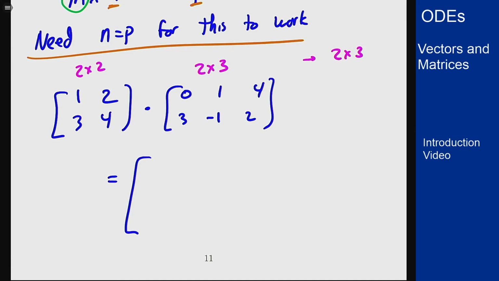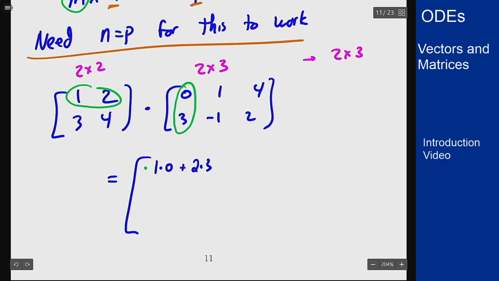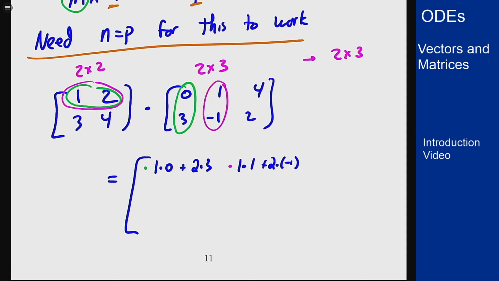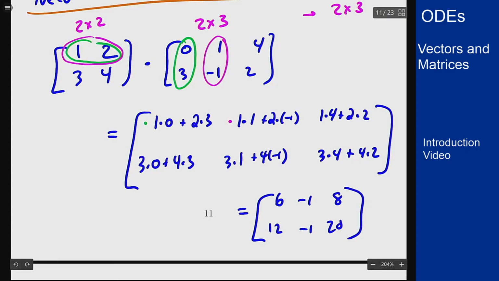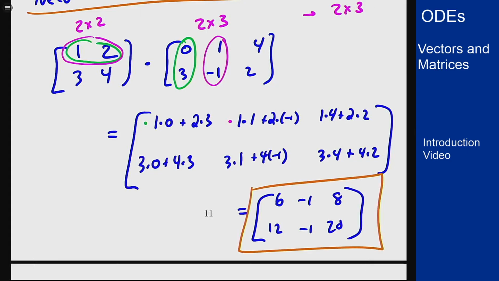Now, in the first spot, I'm going to multiply the first row of A, the first matrix, dotted with the first column of the second one. So I'm going to get 1 times 0 plus 2 times 3. For the next entry going across, it's the same first row, dotted with the second column, so I will get 1 times 1 plus 2 times -1. We can keep going to fill out the entire matrix. Then we just compute all of these different sums to get our matrix product. And as expected, that is a 2 by 3 matrix.